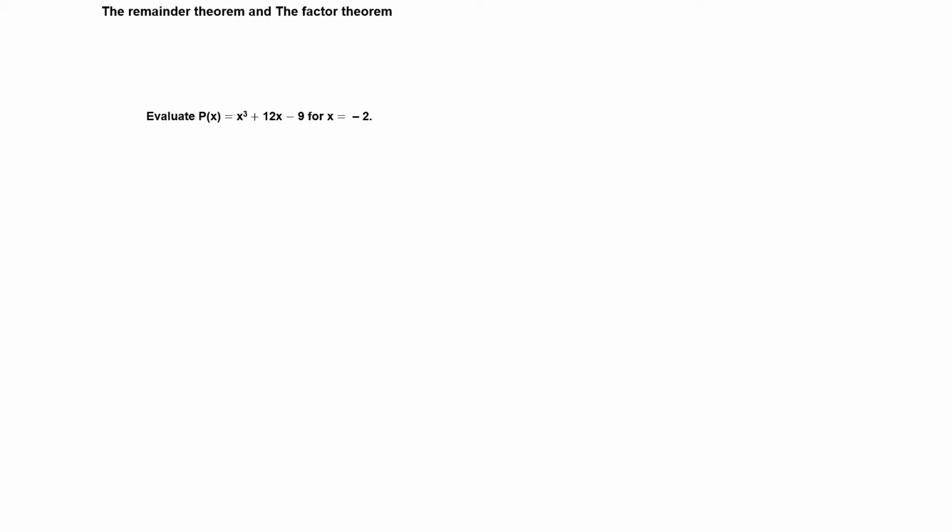Substitute -2 for each x in the polynomial. Following the order of operations, evaluate exponents first. Perform the multiplication next. Combine terms. Begin from the left and find the sum. When you evaluate a polynomial for a given value, you find its numerical value. In other words, the numerical value of the polynomial p of x for x equals -2 is 7.